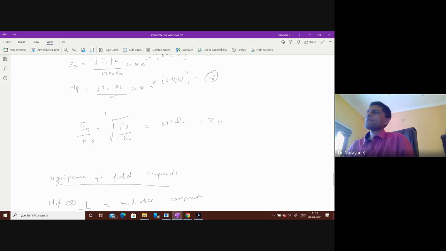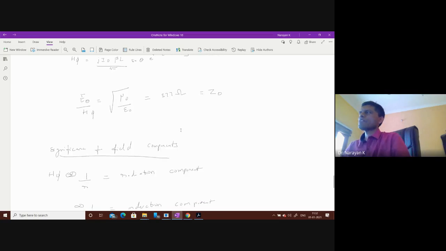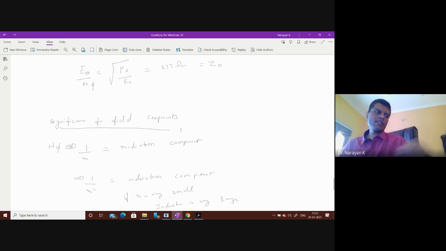The ratio of E theta by H phi is given by square root of mu naught by epsilon naught, nothing but 377 ohms, which is equal to Z naught. So this is where we end today.